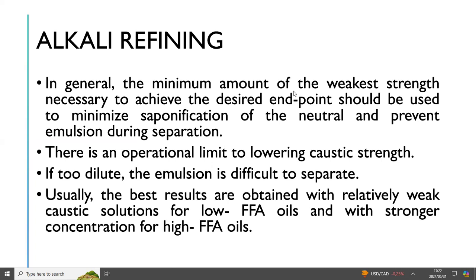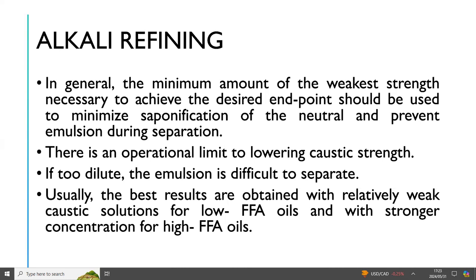So why do you need the minimum amount? You want to prevent saponification. Saponification is where your alkali reacts with the oil instead of the free fatty acid, forming soap. This will increase your oil loss. And also emulsion, whereby you cannot separate your soap from your neutral oil. There is an operational limit to lowering caustic strength. If too dilute, the emulsion is difficult to separate. If you have worked in industry, if you use too low a dilute alkali, you tend to get problems when you're draining your soap stock, more so when you're using gravitational separation.